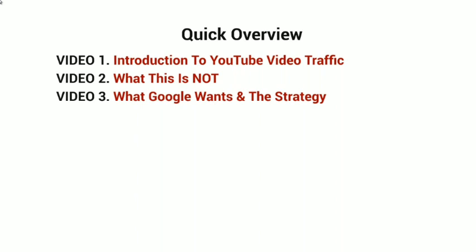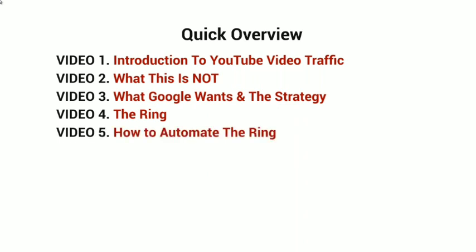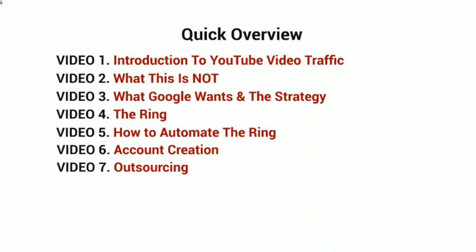Video number 3, we'll talk about what Google wants and the strategy. If you understand what Google wants, then it'll make more sense on what this strategy is all about and how to implement it correctly. Video number 4, we'll talk about the ring, which is the strategy here. And of course, video number 5, we'll talk about how to automate the ring. Video number 6, we'll talk about account creation. And video number 7, we'll talk about how to outsource the account creation and the very tedious process of building the ring. And of course, video number 8, we'll talk about testing this out.